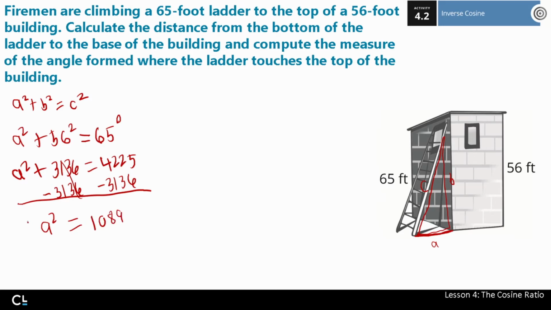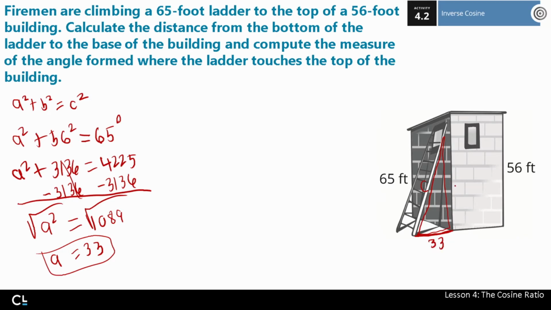And last but not least, we take the square root of both sides. And the square root of 1,089 is equal to 33. So we know that A is equal to 33. We got rid of the square. All right, so we could fill this in here. This little section here is 33.